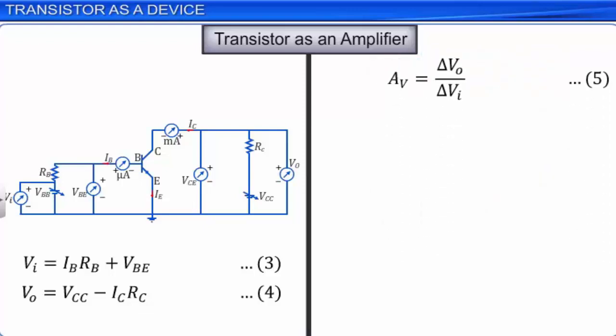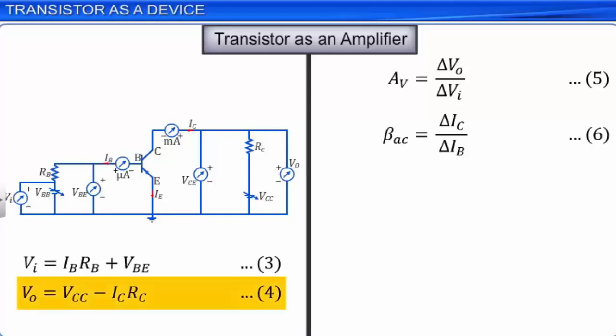From equation 4, we can write the small change in output voltage delta Vo is equal to 0 minus RC into delta IC, which is equal to minus RC into delta IC. Let this be equation 7. Similarly, from equation 3, the small change in voltage delta Vi is equal to RB into delta IB plus delta VBE. But delta VBE is negligibly small in the circuit. Then delta Vi is equal to RB into delta IB. Let this be equation 8.